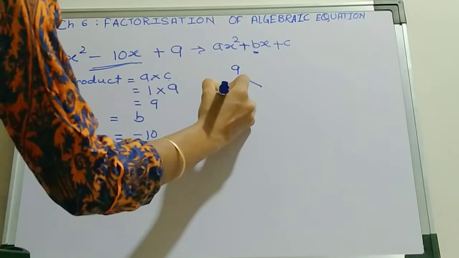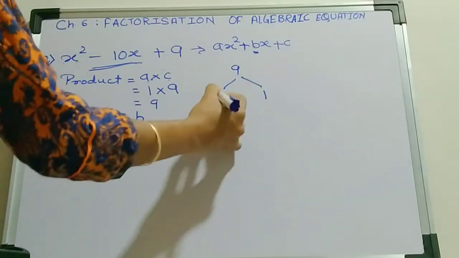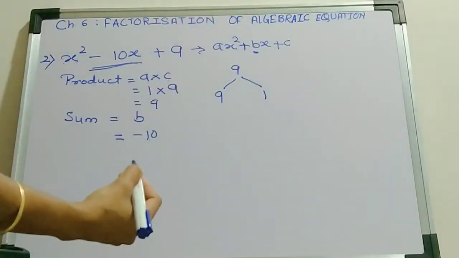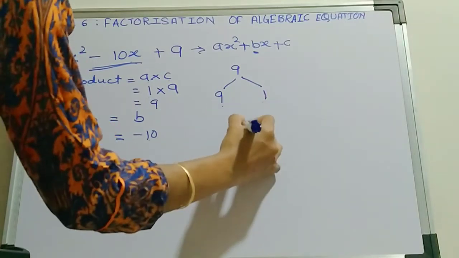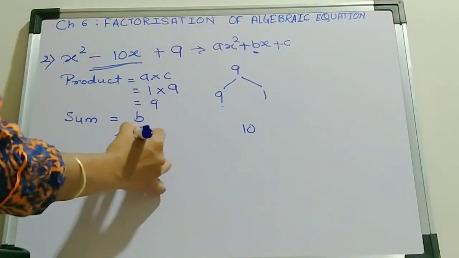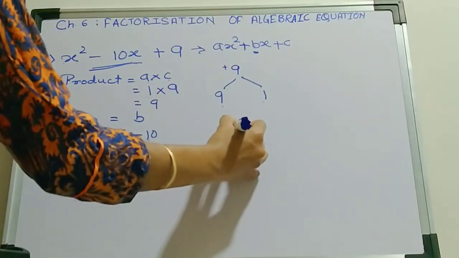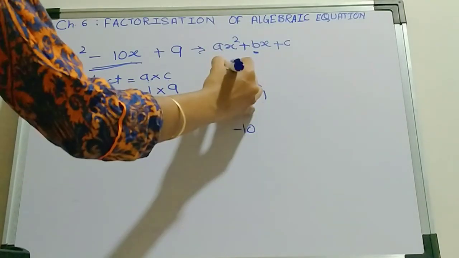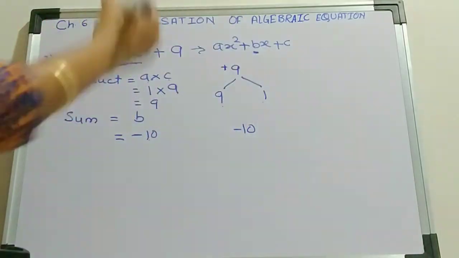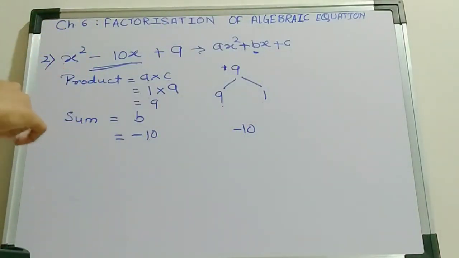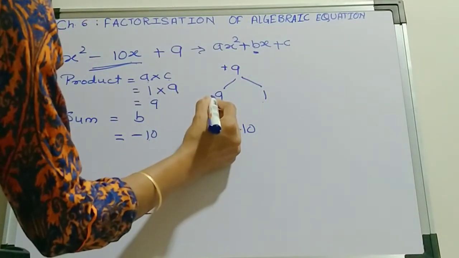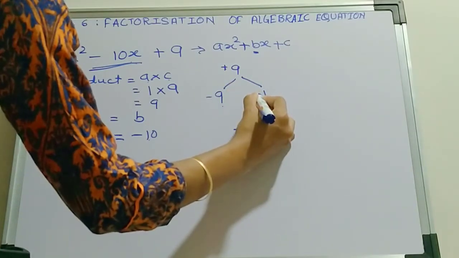So after that, 9 1s are 9, correct? 9 1s are 9. But 9 plus 1, the answer is 10. But I need minus 10 and my product is plus 9. Okay, I need minus 10 as the sum and plus 9 as my product. So what should I do? I will add minus 9 and minus 1.